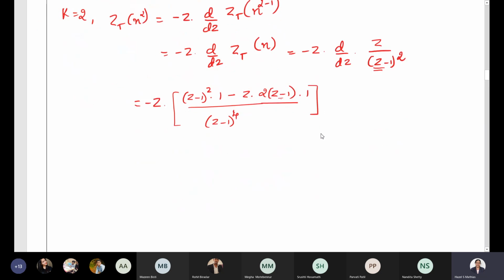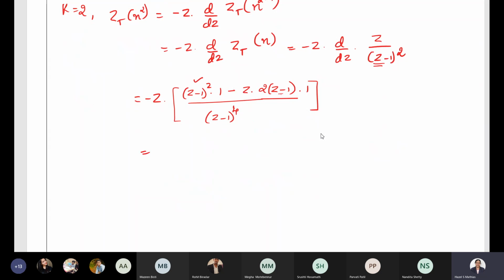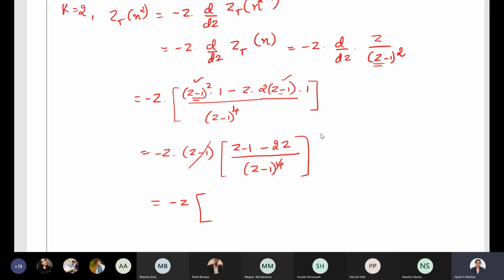Now let's solve this. You can see z minus 1 is a common term in both the terms, so you can take that outside. If you take z minus 1 outside, what remains? One z minus 1 remains minus 2z, divided by z minus 1 whole power 4. Now you can cancel out one z minus 1. Z minus 2z will be minus z, so we get minus z minus 1 divided by z minus 1 whole cube.